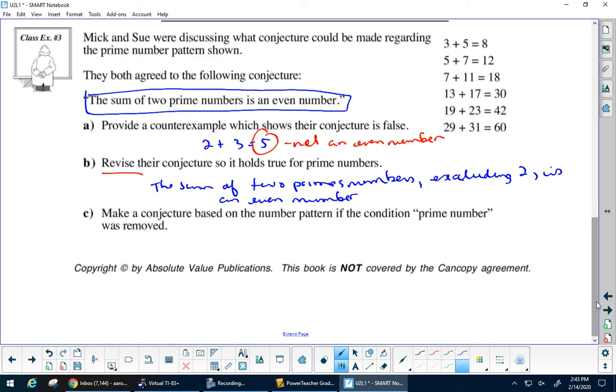Now, make a conjecture based on the number pattern in these conditions if they took away prime number. So if we got rid of prime number, what could we say has happened here? What are all of these numbers? Odds, right? So we would say the sum of two odd numbers is an even number.